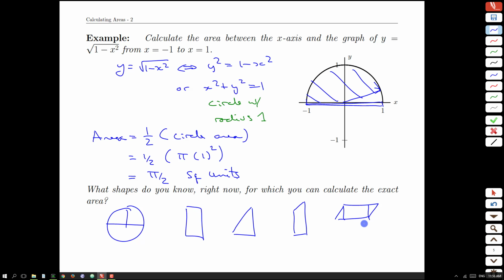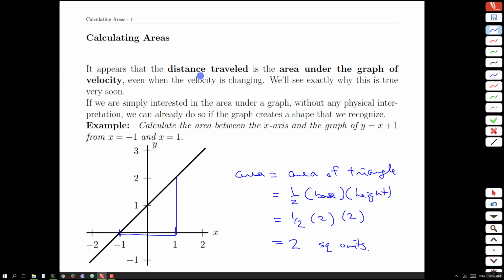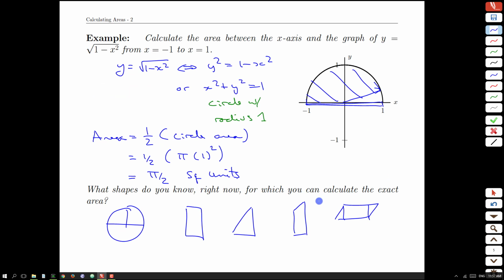And you realize very quickly, this list is short. The things we can actually calculate the area for is not a big set. So going back to our challenge of looking at how far we've traveled given a velocity graph, we are going to need some new tools because this calculation is all about areas, and we do not have a lot of tools for areas, as it turns out. That's what we're going to spend our time exploring moving forward.